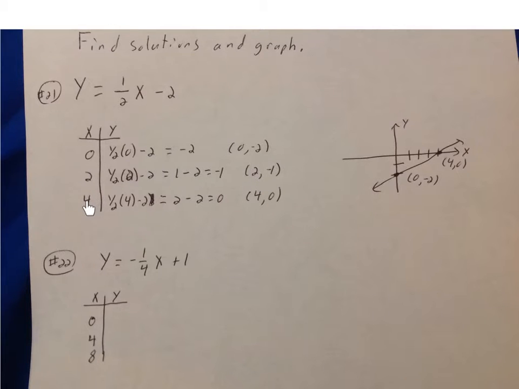And then I pick 4. Half of 4 would be 2, minus 2 would be 0. So I plotted two of the points here, 0, negative 2, and 4, 0, and drew a line.